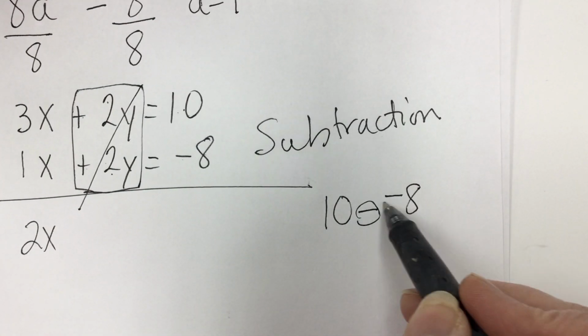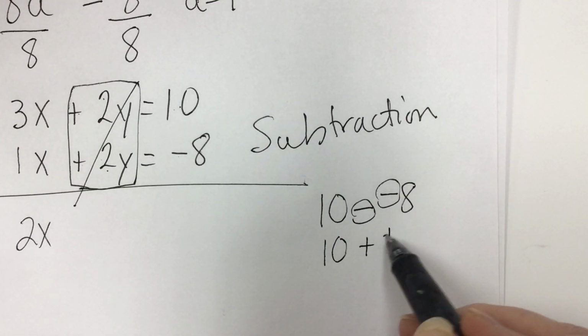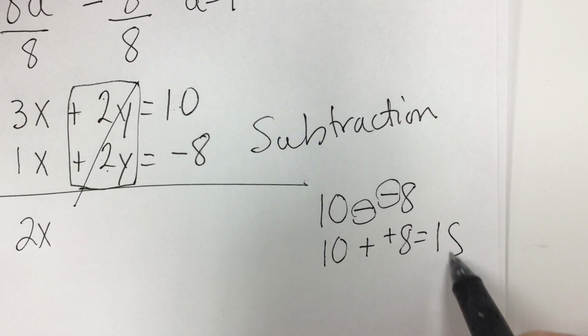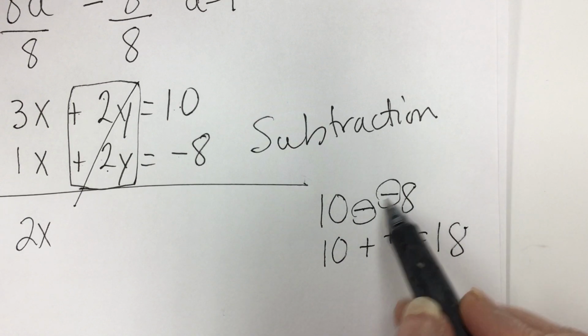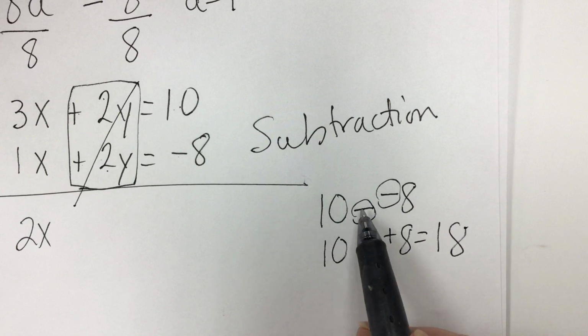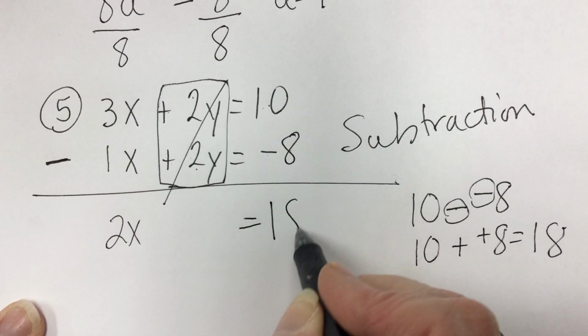So when you subtract, you must change two signs. That becomes 10 plus positive 8, and you get 18. Subtraction means add the opposite. You can also punch that in your calculator. 10 minus negative 8 gives you 18. So we end up with 18.